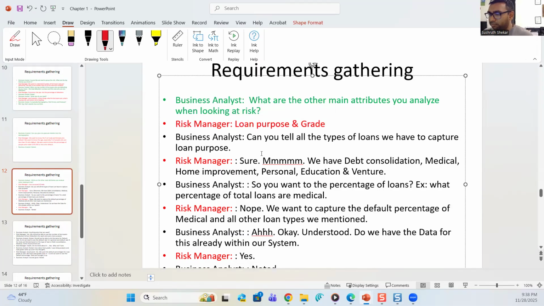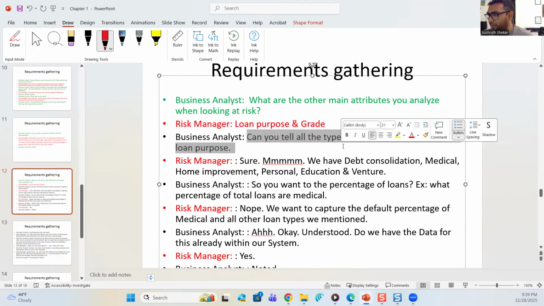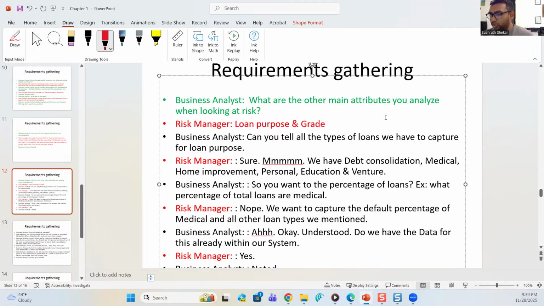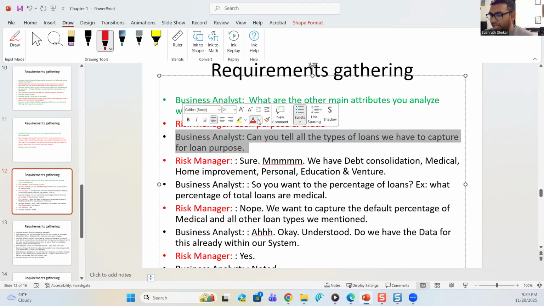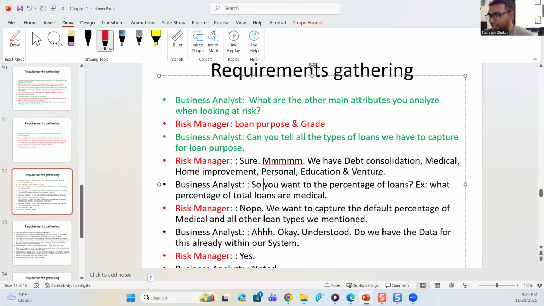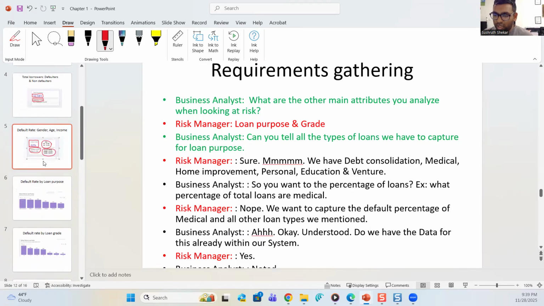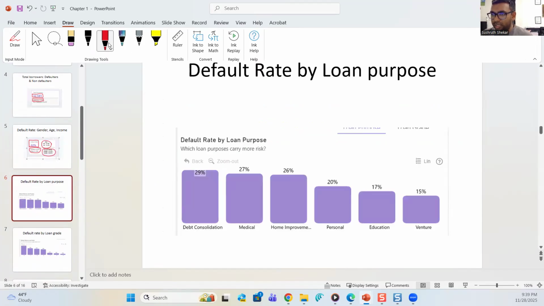So loan purpose and grade. Okay, loan purpose, that's still abstract. What different types of loan purpose are you thinking about? Anything specific? Can you tell me all the types of loans we have to capture for loan purpose? So now I'm going into those granular details we discussed. And the risk manager says, sure, we have debt consolidation, medical, home improvement, personal, education, and venture. He's talking about all these.